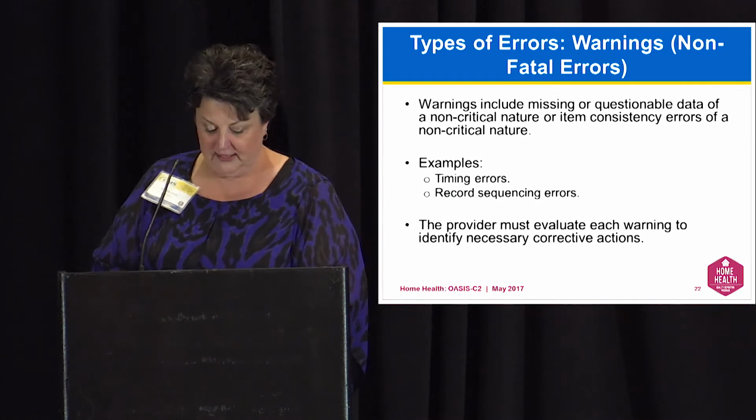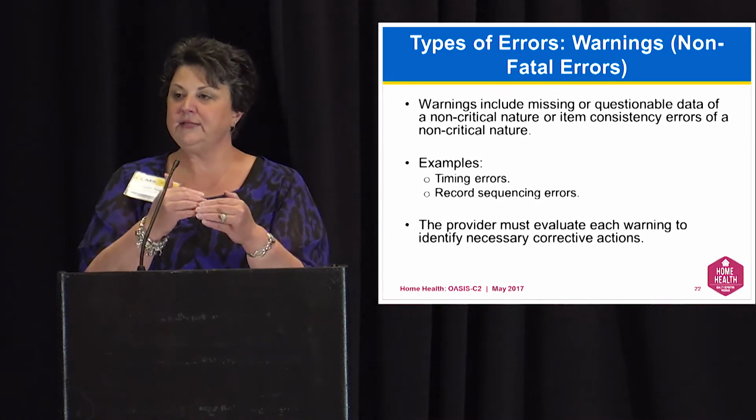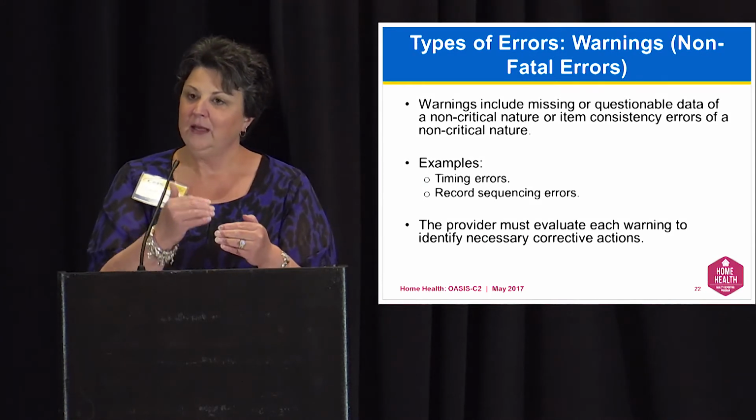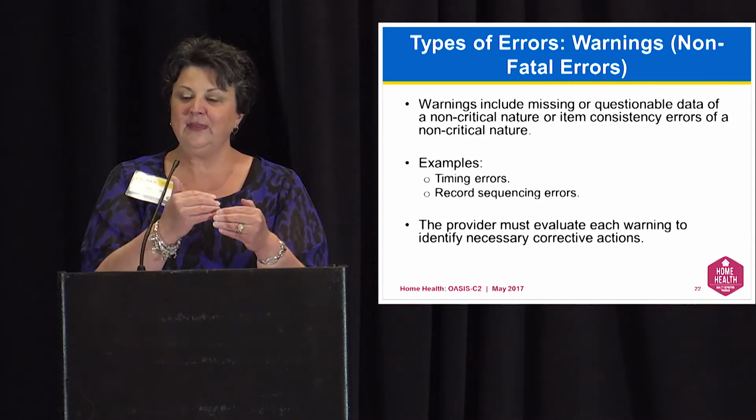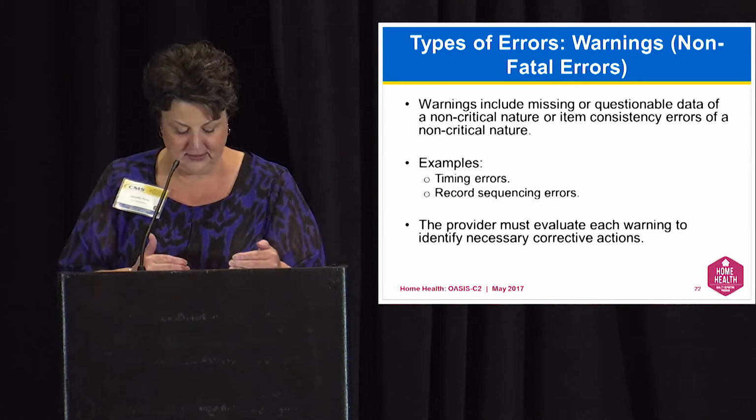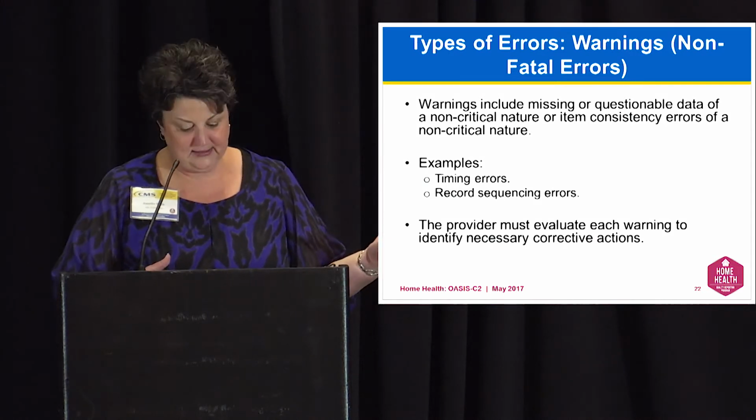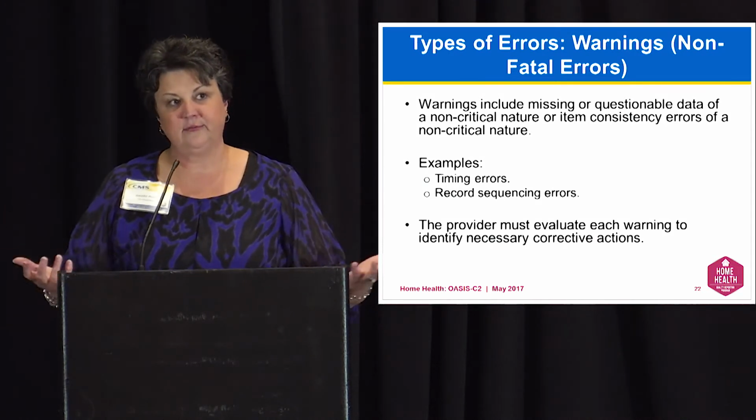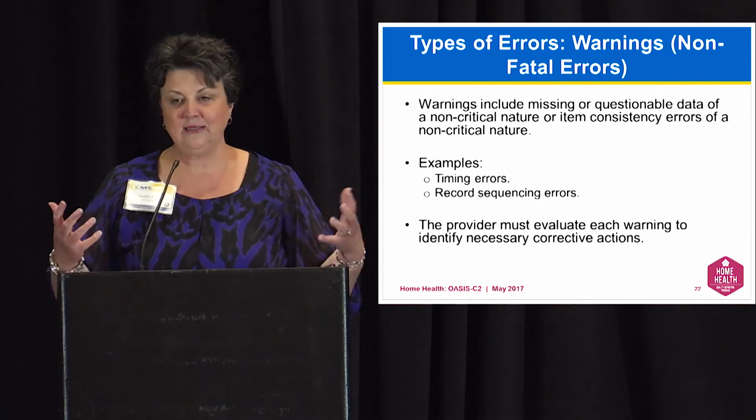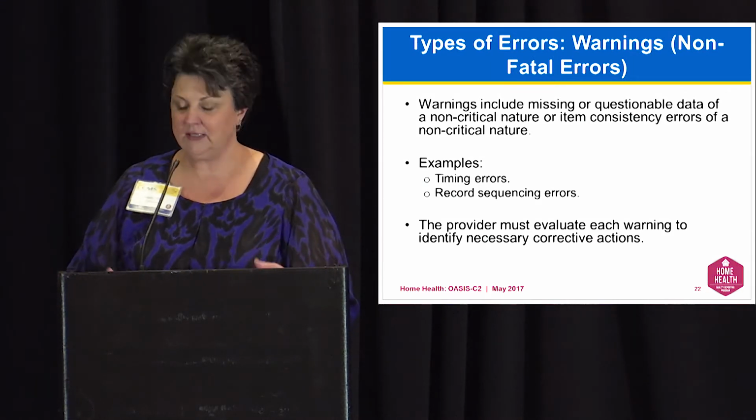Record sequencing errors, these are when an OASIS record hits the system and something that should have been there before it perhaps isn't there, is a good way to describe this. So this would be the start of care assessment is received after the resumption of care assessment. Okay, they're still going to be accepted, it's just not the way the system expects to receive them.